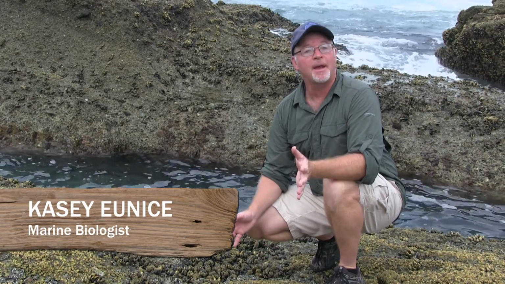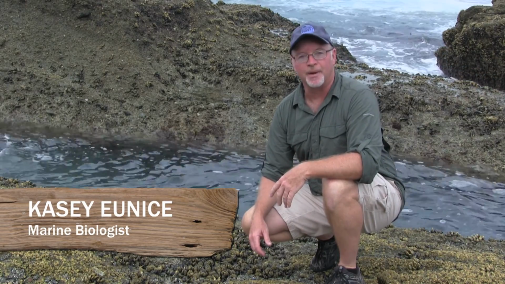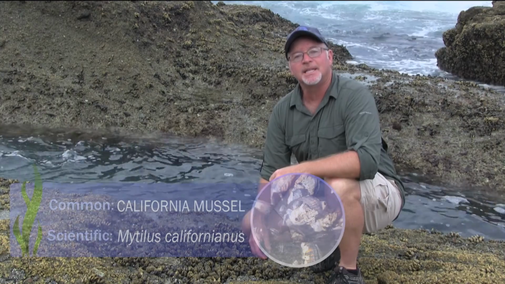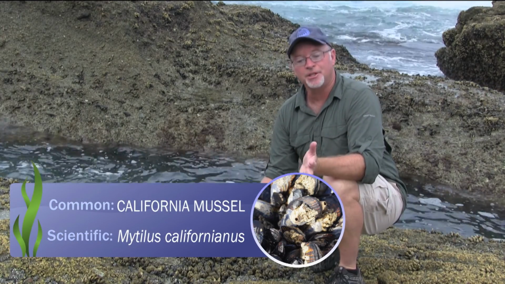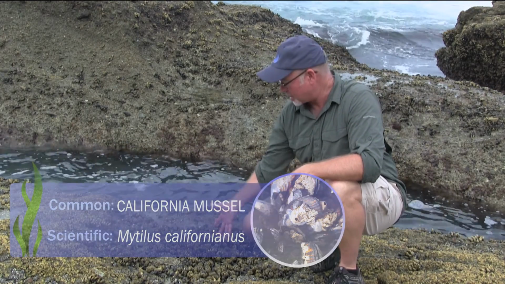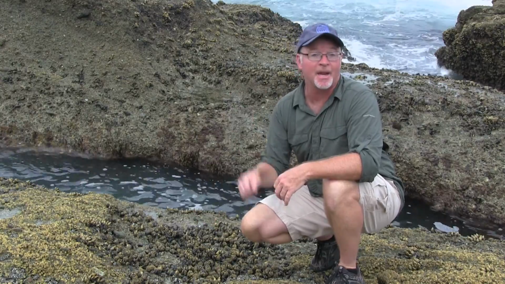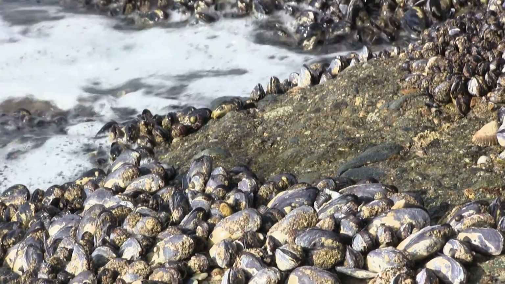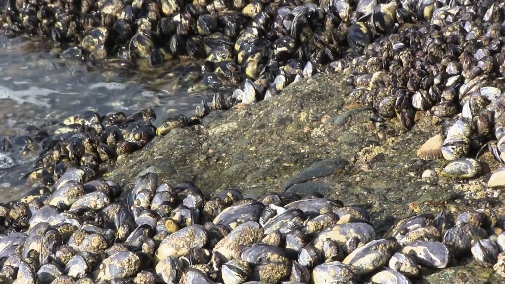Welcome everyone. On today's show, we'll learn about one of the most common animals that live in the tide pool area. I'm referring, of course, to Mytilus californianus, commonly known as the California mussel, very much like the ones I see here and the ones behind me on the rocks over there. Mussels are one of the most common animals in that they are easy to see, touch, and look at.